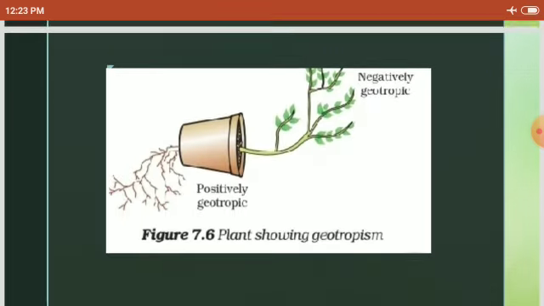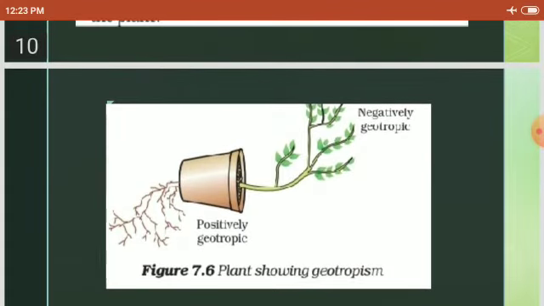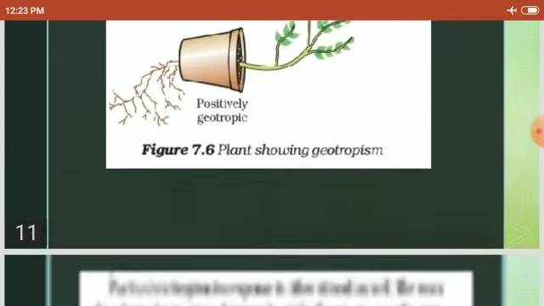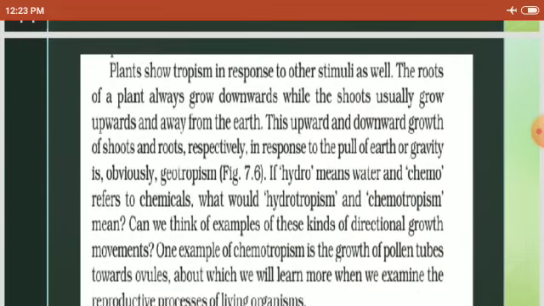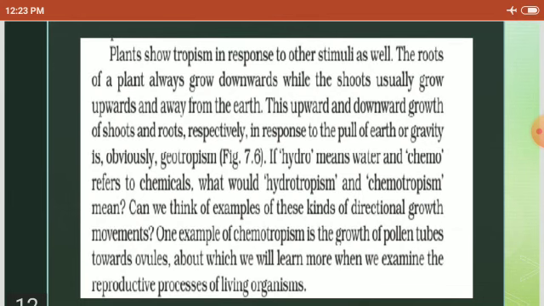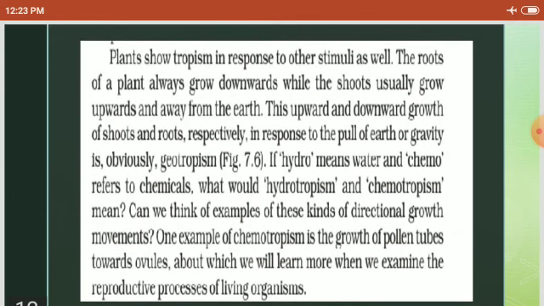Understand? You can see that there is an example given here. Even if you bend it, the plant roots are still growing towards the earth, that is positively geotropic, and the shoot, you see, grows away from that, that is negatively geotropic. That means responses are positive or negative. Plants show response to stimuli, and the root of the plant always grows downwards, that means positively geotropic, but shoots, that means the stem part, are negatively geotropic.